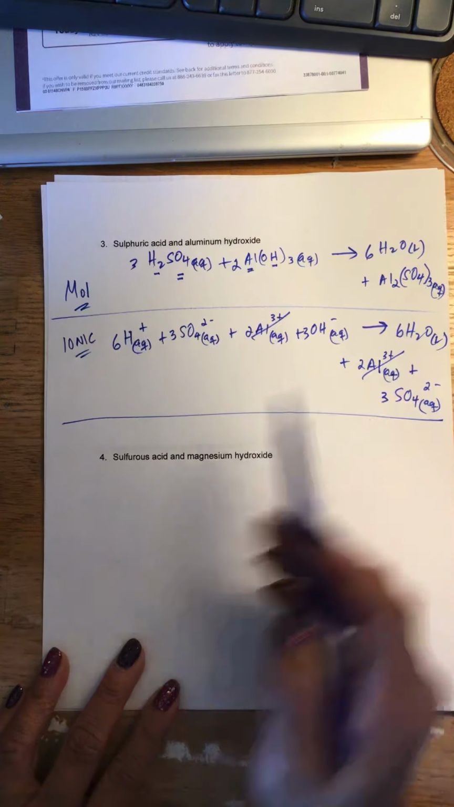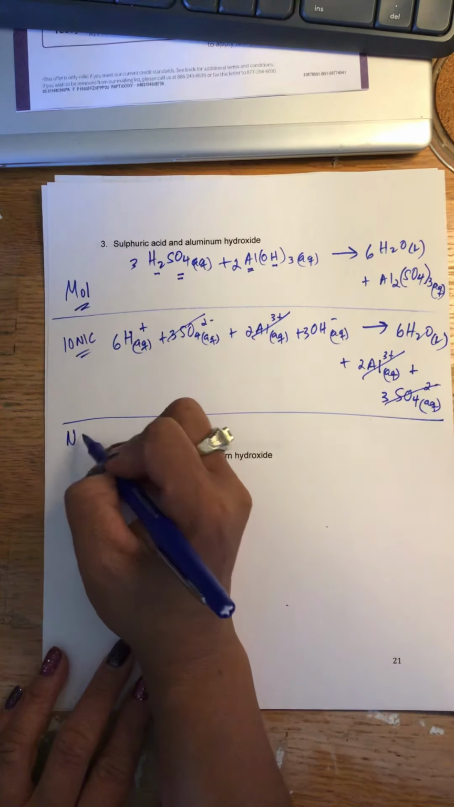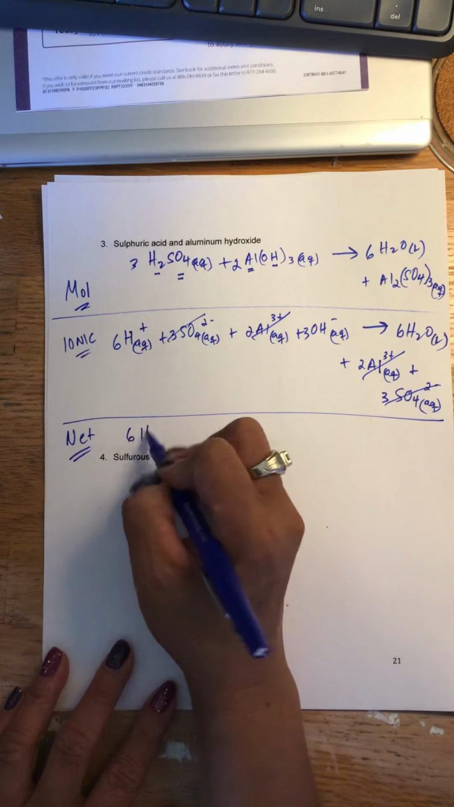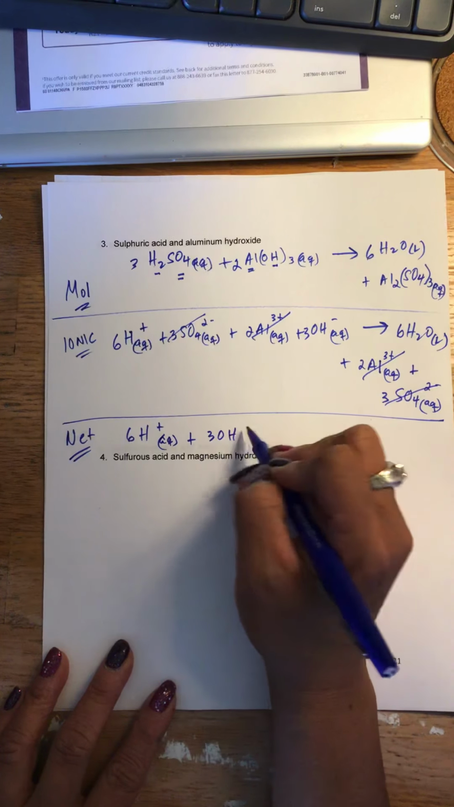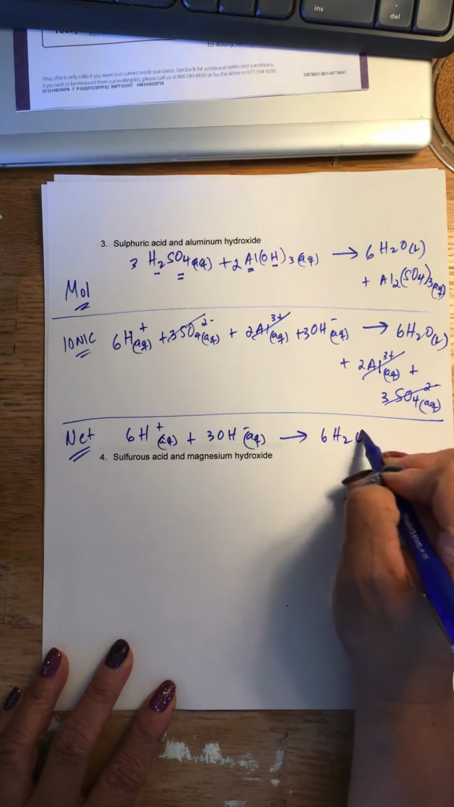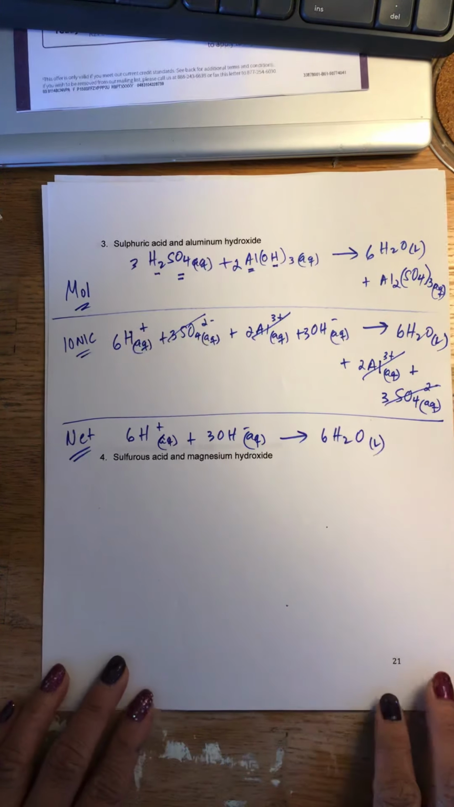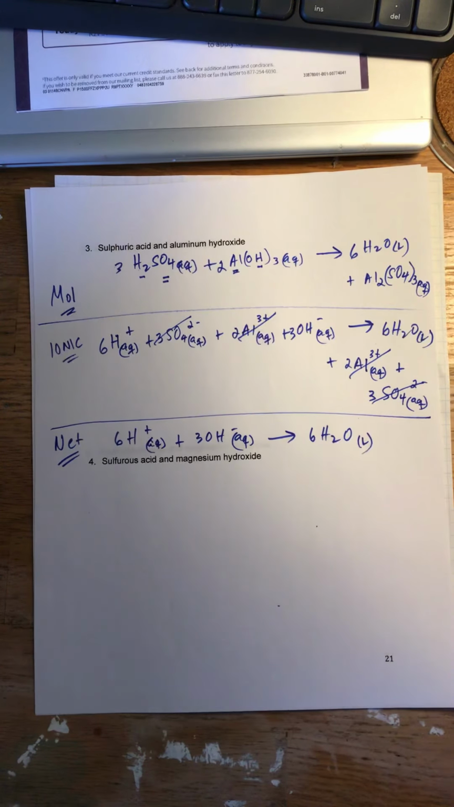Okay, so these are the ionic, and let's see what we can cancel. The aluminum cancels, the sulfate cancels, and so that brings us to the net equation of 6H plus aqueous plus 6 hydroxide aqueous, forming 6H2O liquid. It's the net formula for the combination of sulfuric acid and aluminum hydroxide. Again, you can use your polyatomic ion chart, which is at the back of your periodic table that I gave you in the beginning of the course.